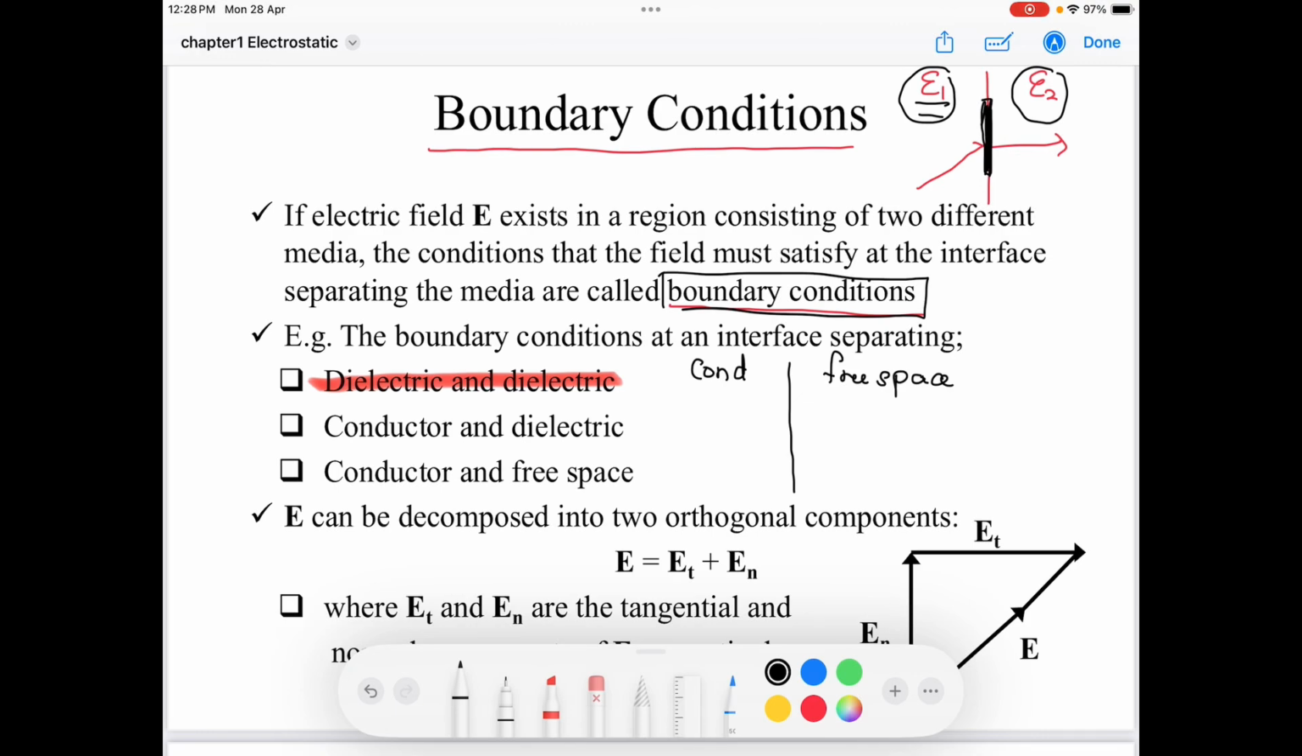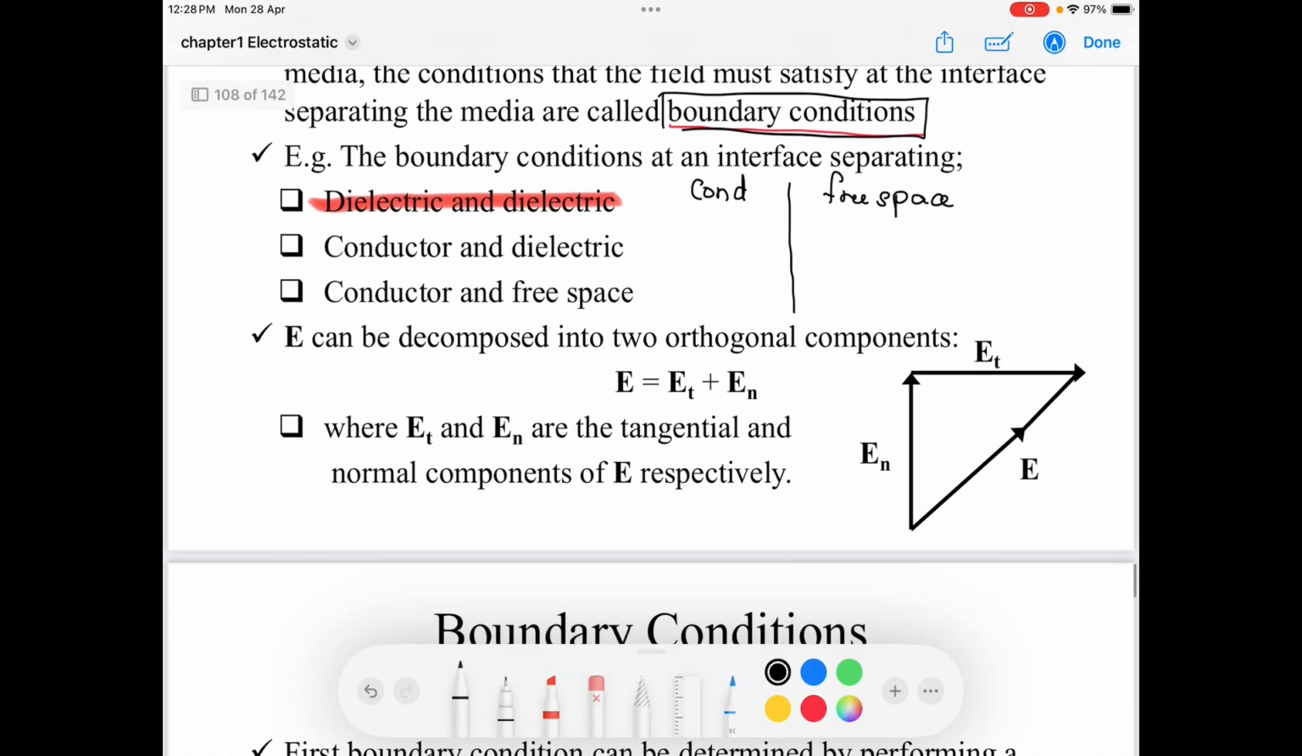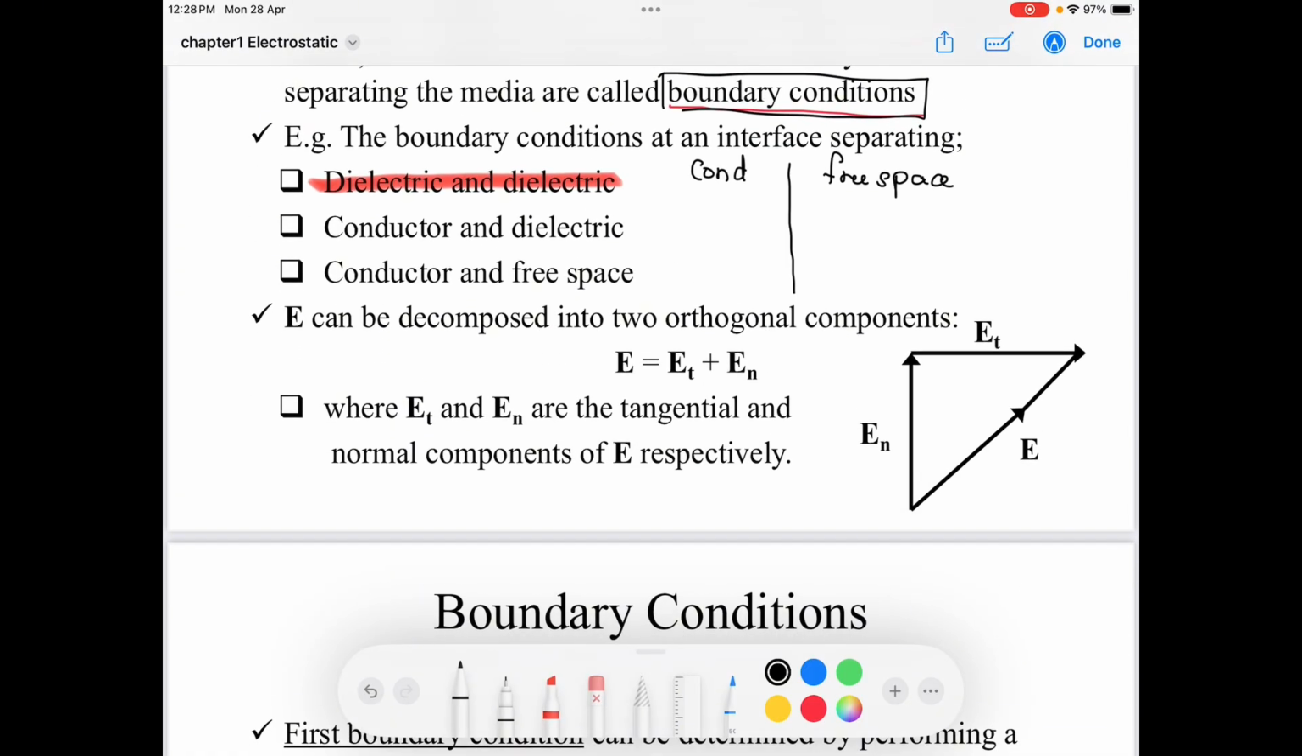To apply these boundary conditions, first we have to break our electric field into two orthogonal components. The meaning of orthogonal is that the components E_T and E_N are at 90 degrees to each other. N represents the normal component, and T represents the tangential component. So this is your electric field, and you have to break it into a normal component and a tangential component.